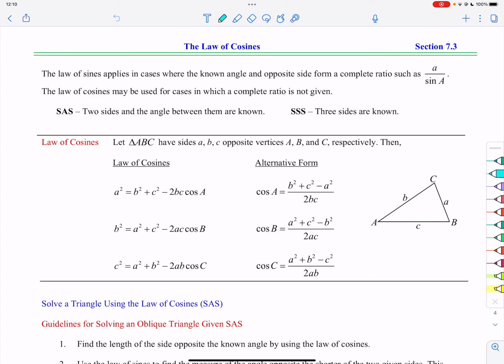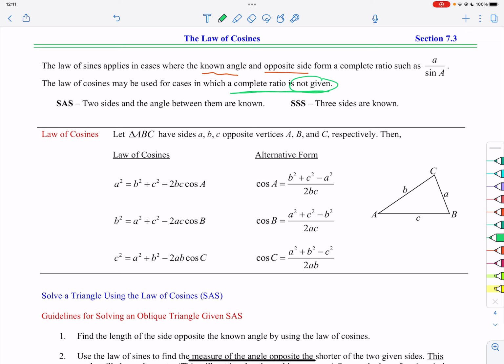This is section 7.3, the law of cosines. The law of sines applies in cases where the known angle and opposite side form a complete ratio, such as side A divided by the sine of angle A. Now, the law of cosines may be used for cases in which a complete ratio is not given. So let's take a look.